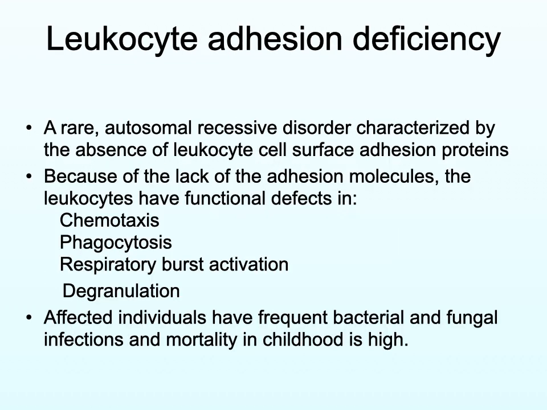The last one in the list is leukocyte adhesion deficiency. This is a rare autosomal recessive disorder characterized by the absence of leukocyte cell surface adhesion proteins. Because of the lack of the adhesion molecules, the leukocytes have functional defects in chemotaxis, phagocytosis, respiratory burst activation, and degranulation. Affected individuals have frequent bacterial and fungal infections, and mortality in childhood is high.